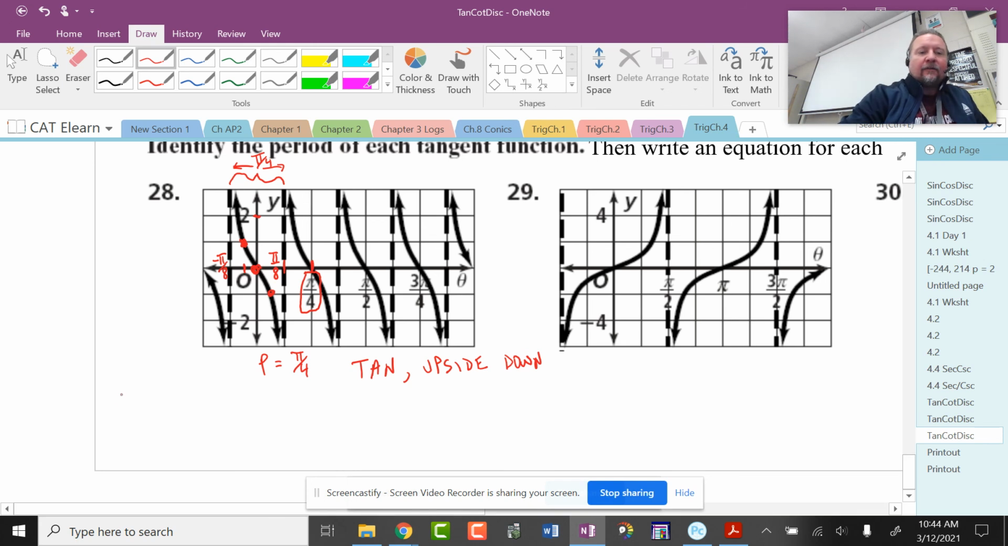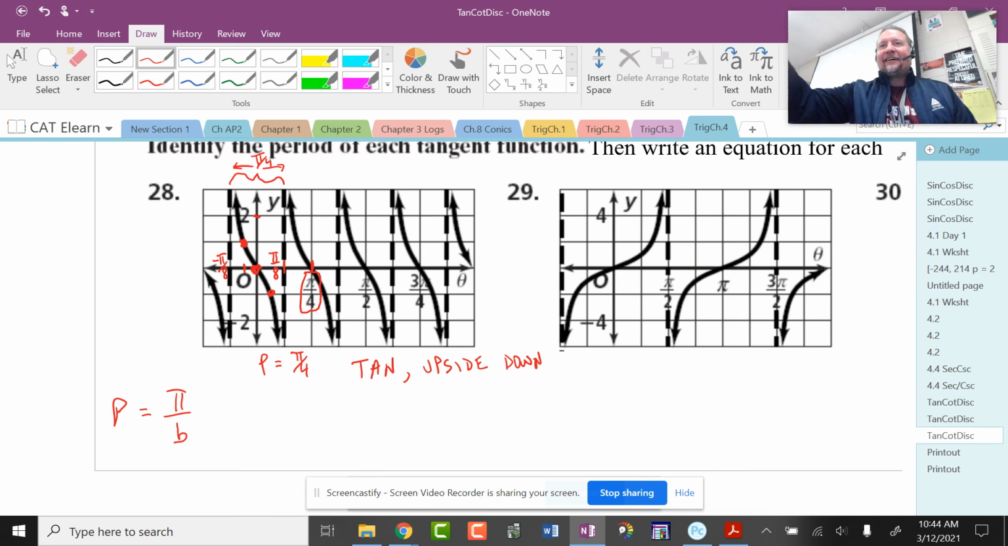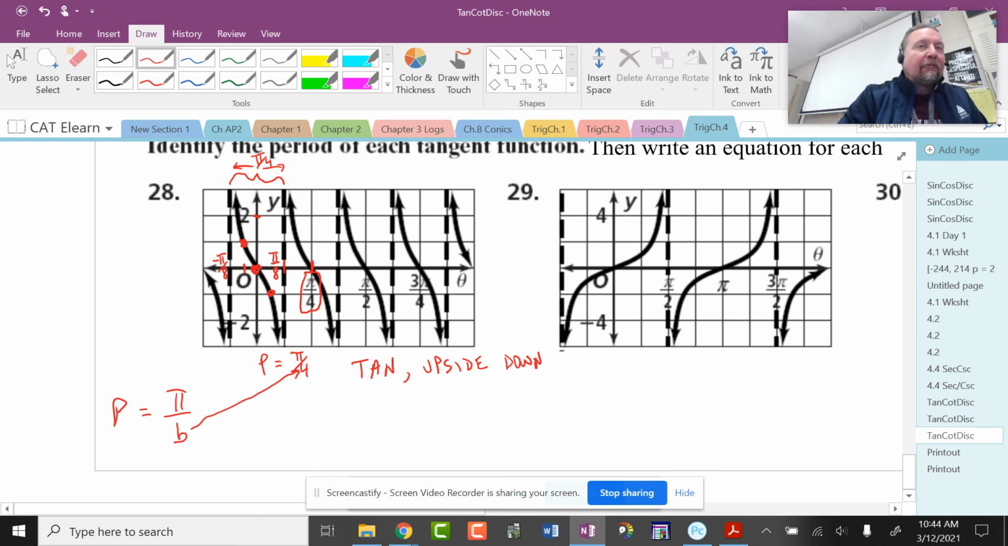So putting that all together, remember period is pi over B. That's easy. What does B have to equal? I would go to the chat, but we'll leave you alone on a Friday. B is 4. So this equation is y equals a flipped tangent graph. A is 1, fine, write 1 there. 4x. That's how you reverse analyze this.